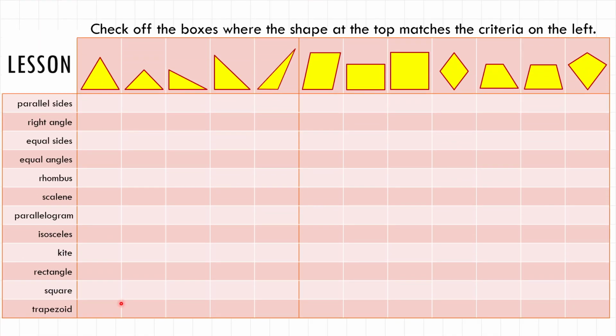In this next activity, what I'd like you to do is check out, maybe copy down this chart here, and check off the boxes, just put a check mark in there, where the shape at the top matches the criteria on the left. Pause the video here to go do that, and once you're done, resume it, and I'll take these up.